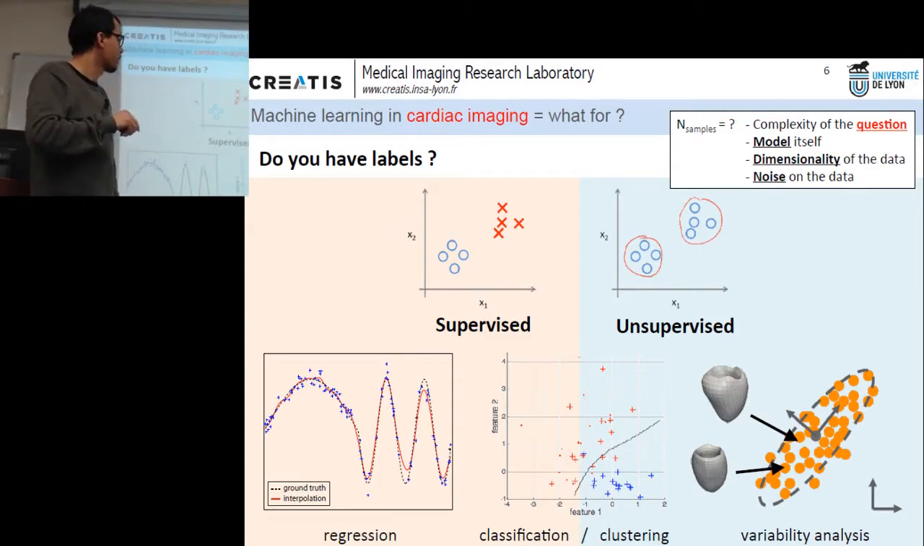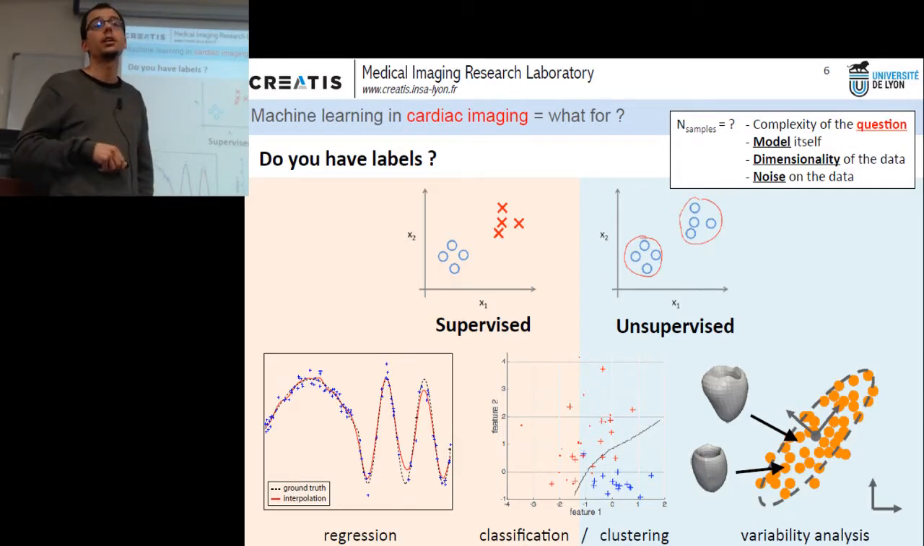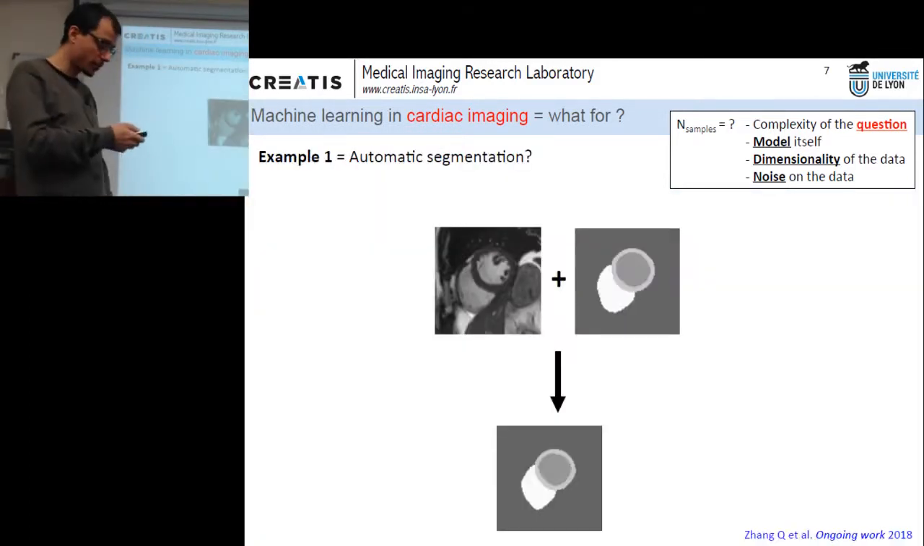If I don't have labels, I may want to discover trends in my data or find clusters. So I may do clustering, which is still categorization of my data, or a variability analysis. I may spread my data and try to see. So some examples. I pick from the work I'm involved in, but there are many, many examples.